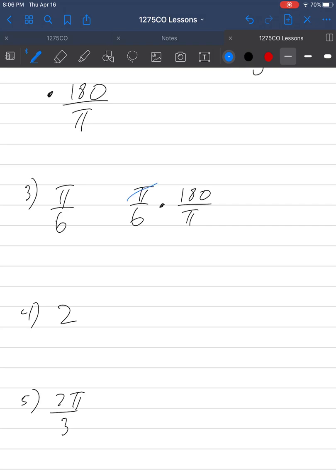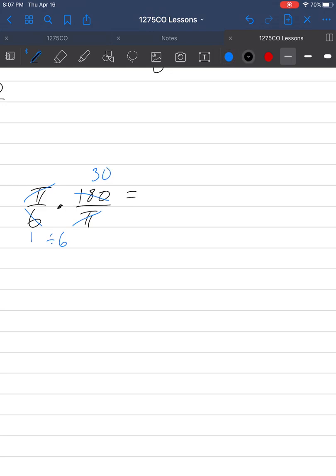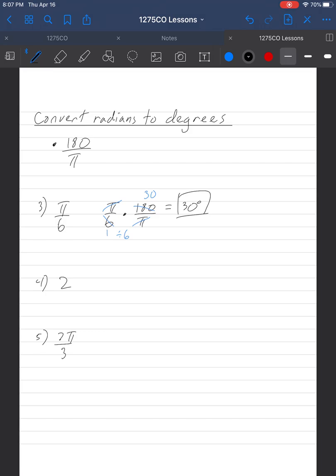And what I said about pi is that it can be kind of treated like a variable, which means you can cross it out on top and bottom. We can reduce 180 over 6 by a factor of 6. And that's going to be 30 up top, 1 on bottom. So we end up with just 30 degrees. All right, pi over 6 radians is equivalent to 30 degrees.